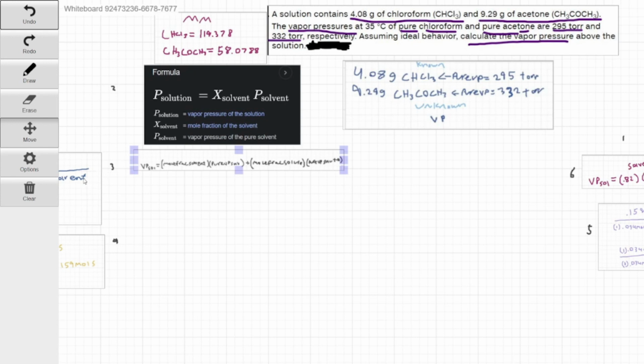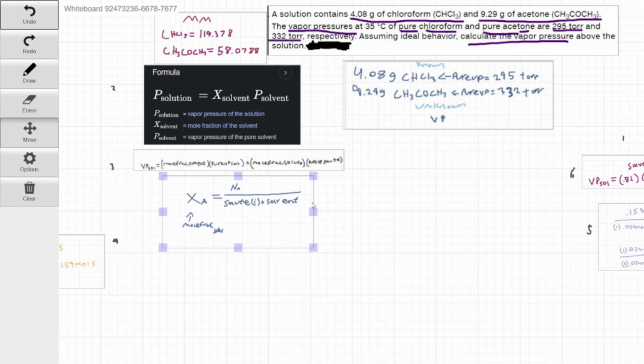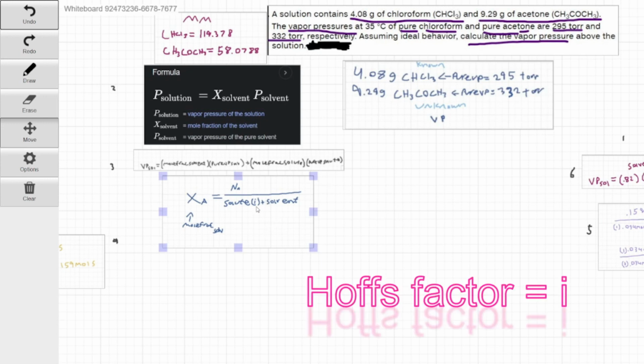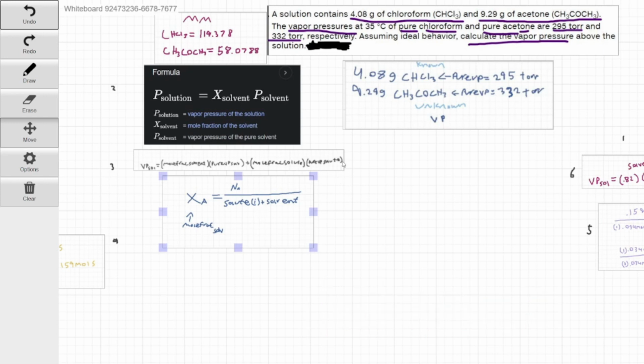Okay, how do you get mole fraction? Well, that's easy. You got to figure out your moles, and you take your mole fraction, which is equal to either your solute or solvent on top divided by the total amount of moles. Don't forget Van't Hoff factor, it is very important. It is the amount of charged ions in an electrolyte. In this situation, it does not have any, so it's going to be 1.